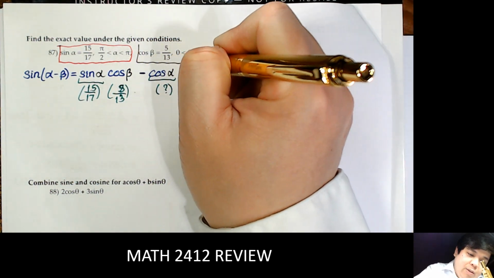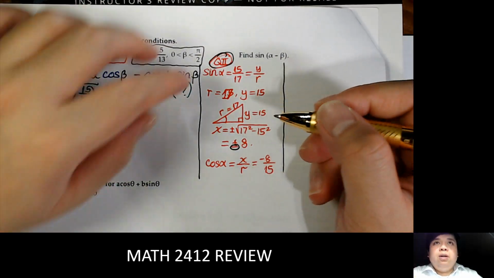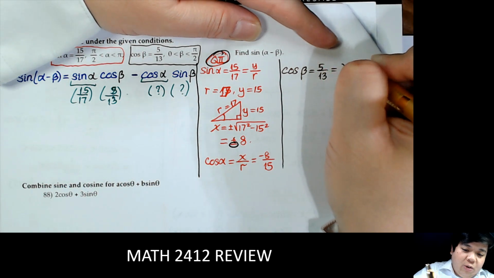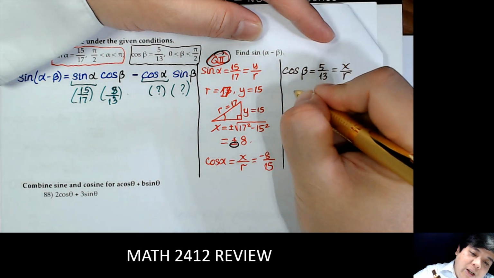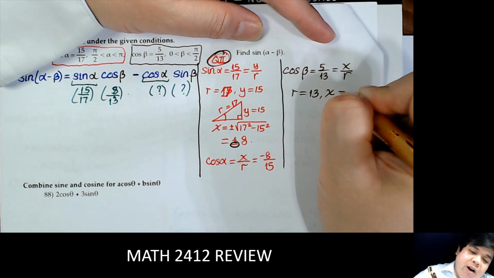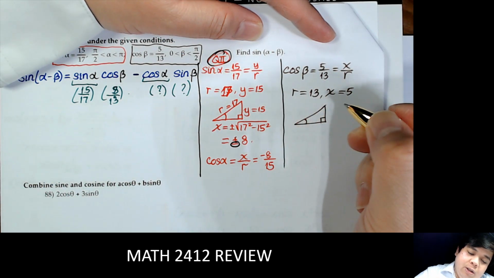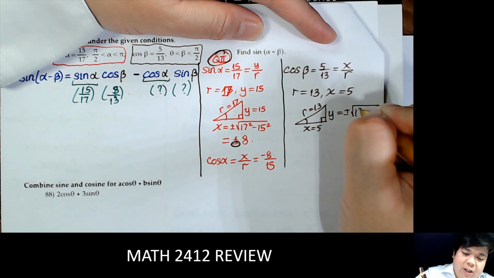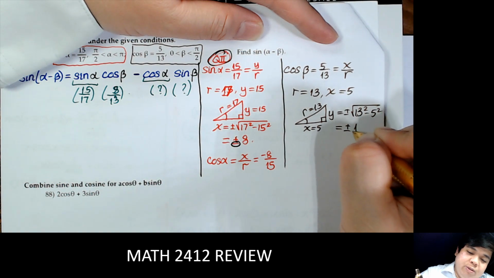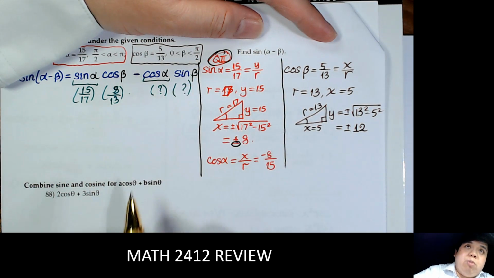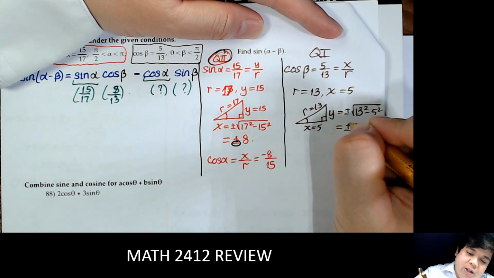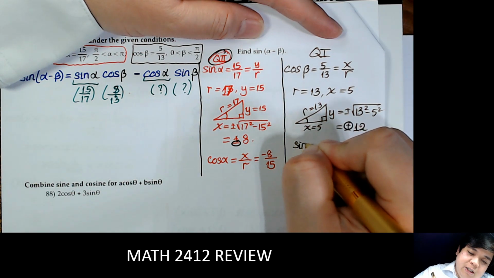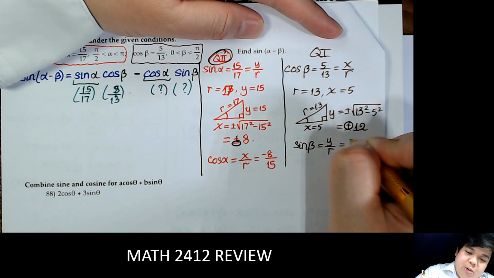Next we use this. Beta is in the first quadrant. So cosine of beta is 5 over 13 and cosine is x over r. So from here r is 13, x is 5, and we draw a triangle. x is 5, r is 13, and y is plus or minus square root of 13 squared minus 5 squared. That gives us plus or minus 12. Now beta is from 0 to pi over 2, meaning in the first quadrant, so we choose the positive. And finally, sine of beta is y over r, so 12 over 13.